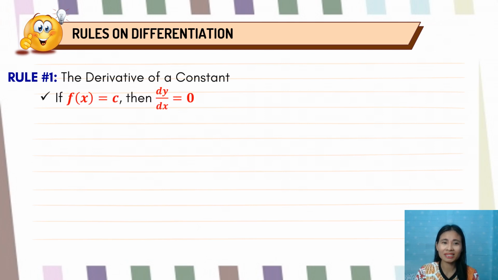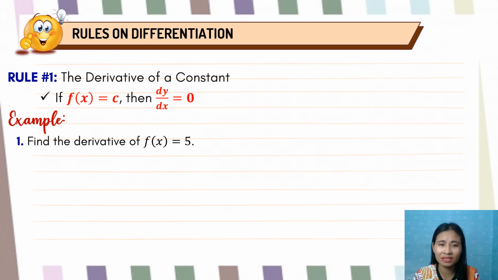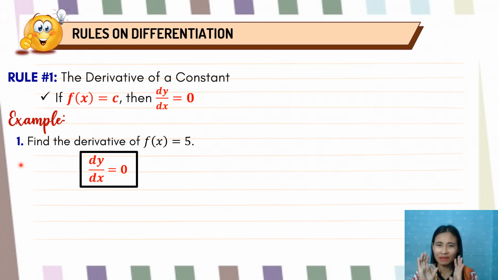If f of x is equal to c, then dy over dx is equal to 0. This means that for any function equated to a constant, the derivative is always equal to 0. For example, what is the derivative of f of x is equal to 5? Since 5 is an example of a constant, the derivative of 5 is 0. So no further computation is needed. By the time you see that the function is a constant, automatically the derivative is equal to 0.